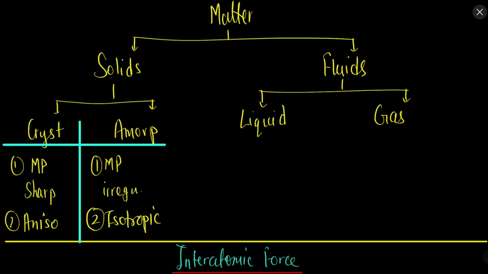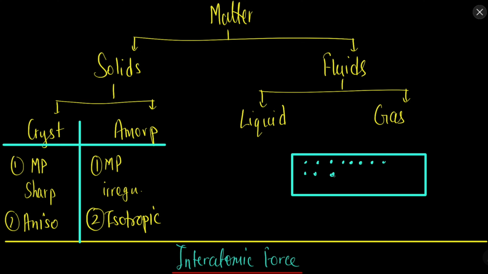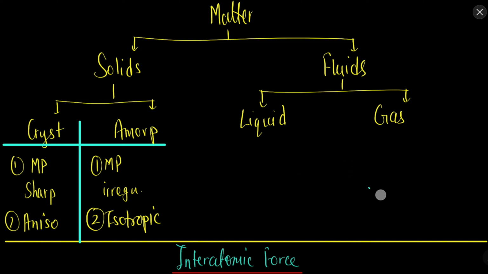But crystalline solids are anisotropic. We know that they have a regular arrangement. For example, let's say the atoms are arranged like this. If you look at this atom from this angle, it will look a bit different. From here it will look a bit different. From here it will look a bit different. From here it will look a bit different. So it looks different from different angles. Because of that, the crystalline solids are anisotropic in nature.